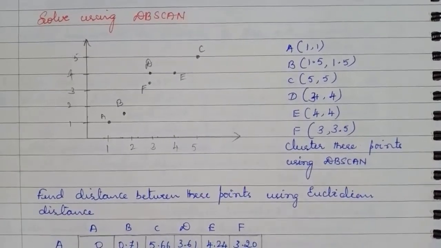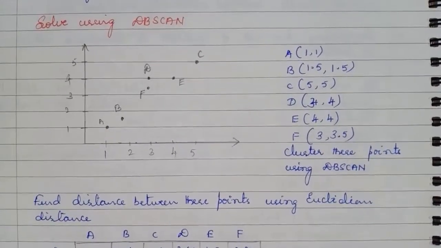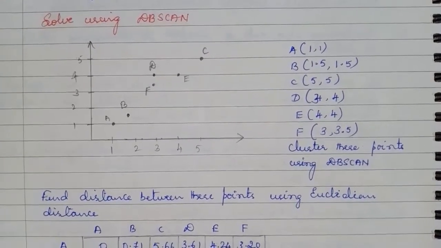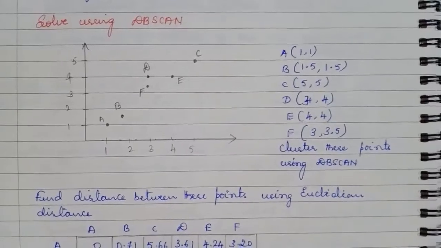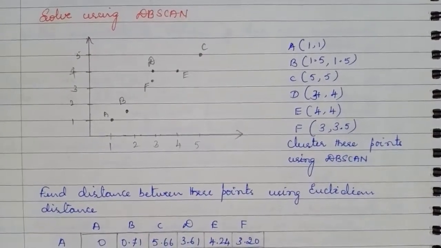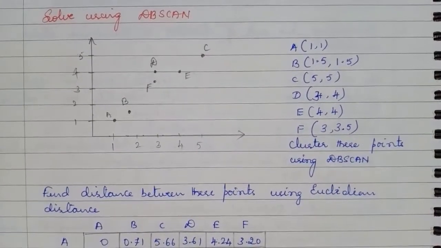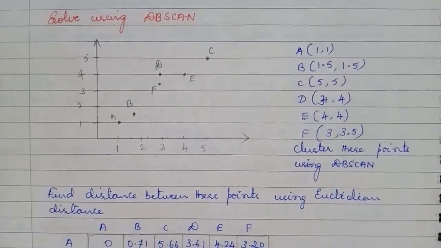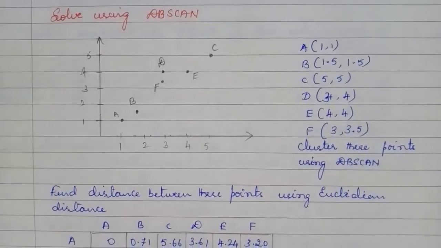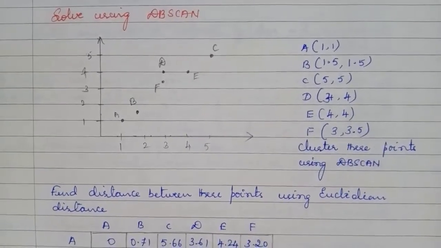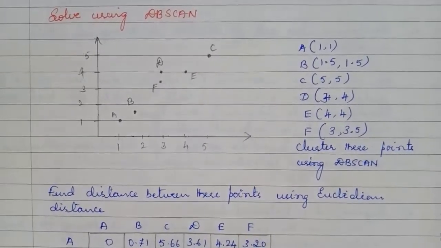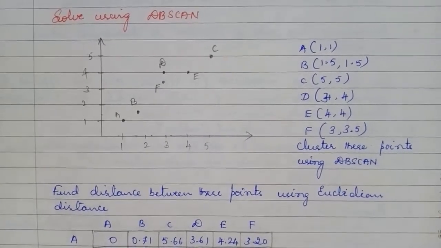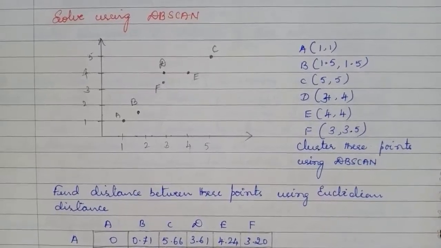Hope you all remember the important terminologies associated with DBScan, that is core point, border point, and noise point or outlier. And we had also mentioned in the previous session that the inputs for solving a problem using DBScan are epsilon, that is the radius of the circle, and the minimum points, that is the minimum number of points to be present in the circle. So given these inputs, we can solve the problem.